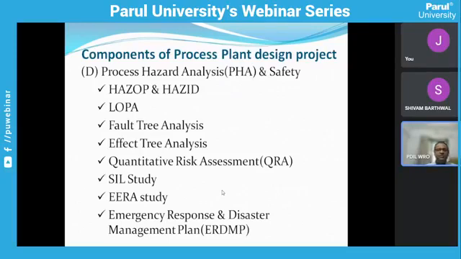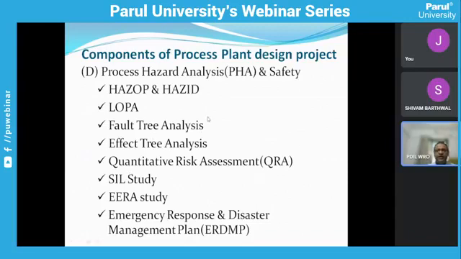There are some other aspects apart from these, that is process hazard analysis and safety. This is usually done by an entirely separate team. They should not be involved in the project where the process team is working, although they are also process engineers. This is also a profile of a process engineer: to work as a PHA or process safety engineer. But this process safety engineer should not be directly attached to that project. They will work just like an auditor.